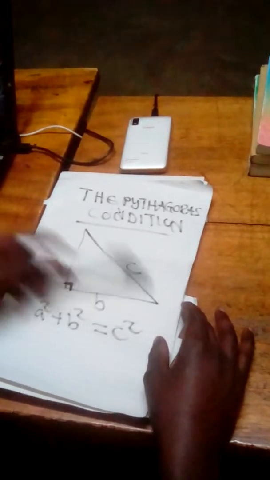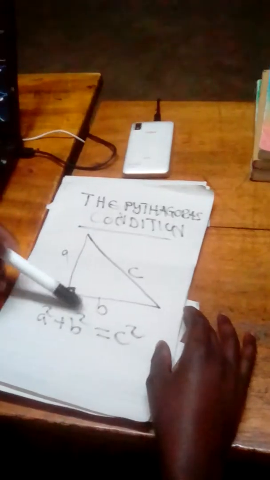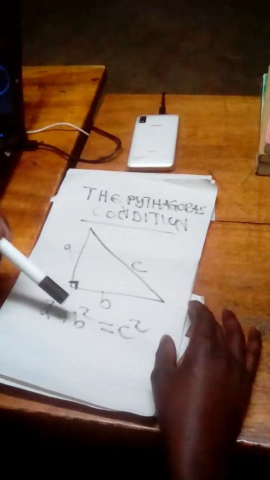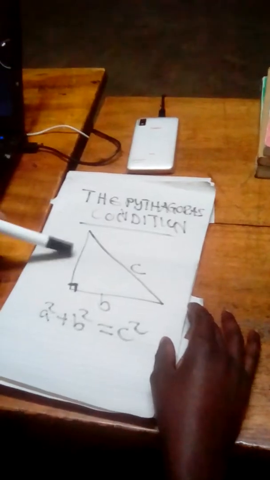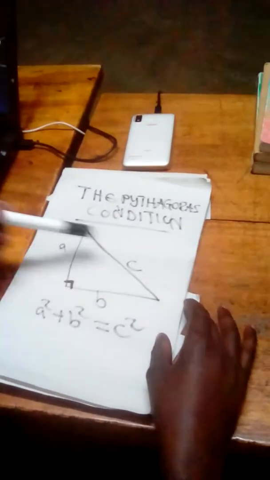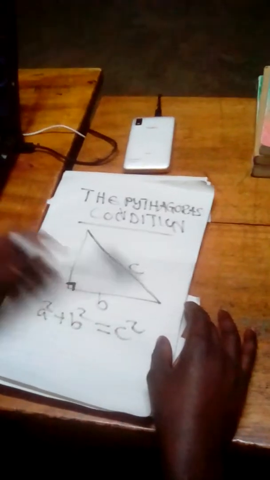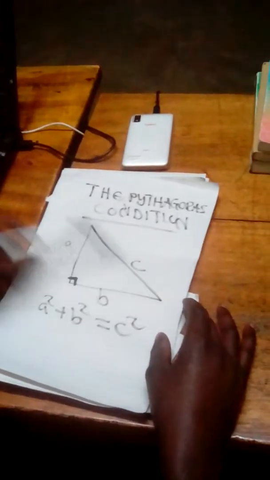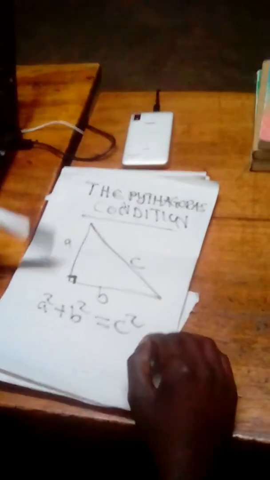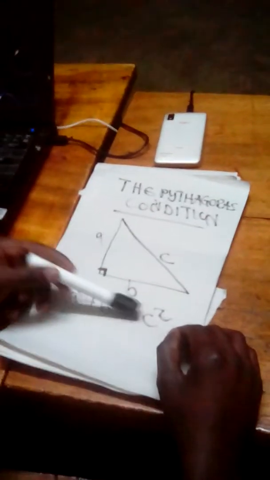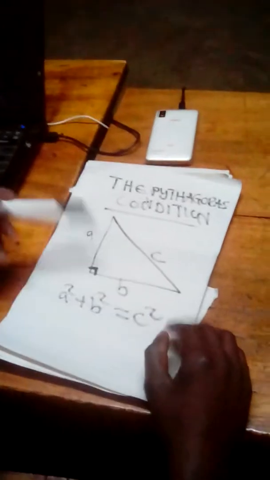Consider, look at this triangle here. It is a right-angled triangle. It has this side labeled as A, this B, and this C. These two sides, side A and B, are the adjacent sides, and this is the hypotenuse side. Now, the Pythagoras condition states that the sum of squares of the two adjacent sides equals the square of the hypotenuse side.